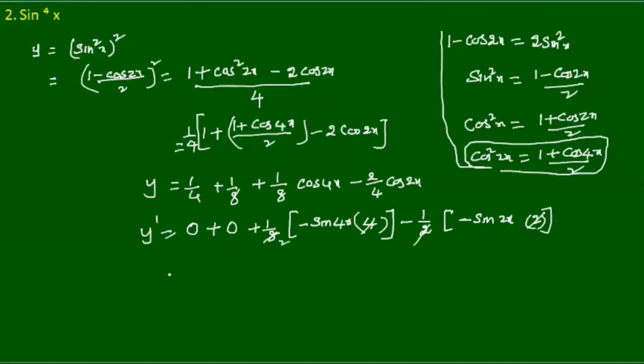Right. y double dash is equal to minus 1 by 2 is constant there, and then sin 4x, sin derivative is cos 4x into again 4x derivative is 4. This is the first term derivative, and the next term is minus of minus plus, and then sin 2x, sin derivative is cos 2x into 2. So 2 ones, 2 2's. Take 2 common.